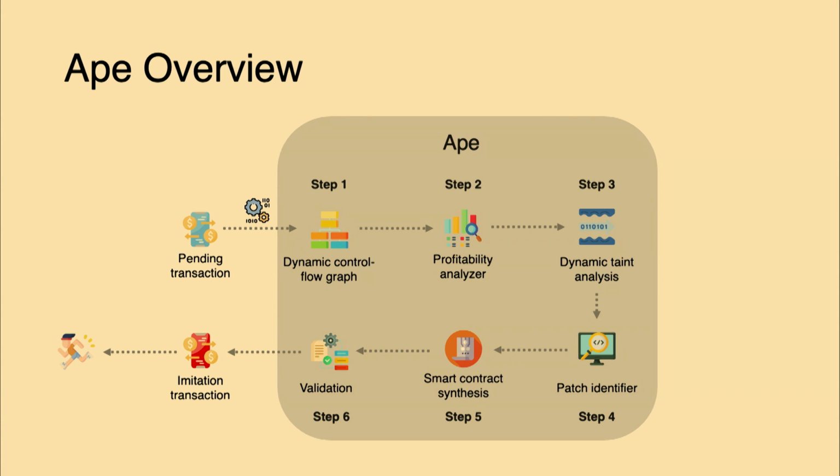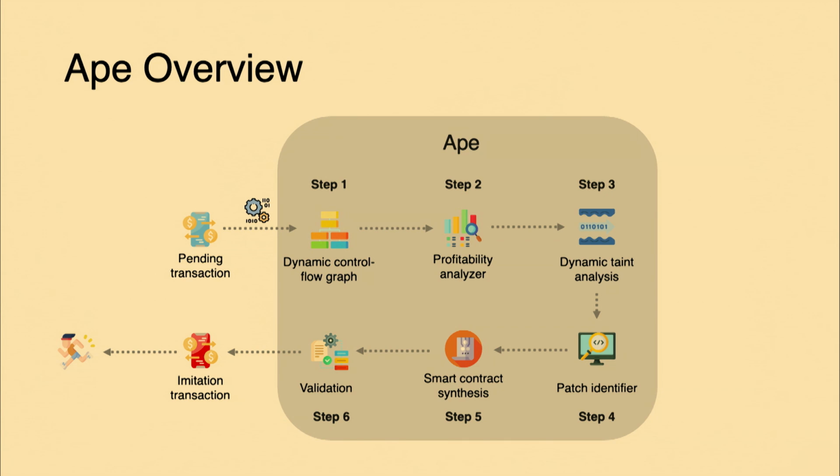In the first step, we execute the pending transaction locally. We build up the dynamic control flow graph. For those who are not familiar with this concept, it's just a graphic representation of the transaction and the contract execution, showing how the different codes jump to each other among these code blocks. And then in the second step, we try to analyze the profitability of this pending transaction. We try to identify the so-called beneficiary accounts who are receiving revenue in this pending transaction. Those are the accounts that we aim to capture in our imitation transaction.